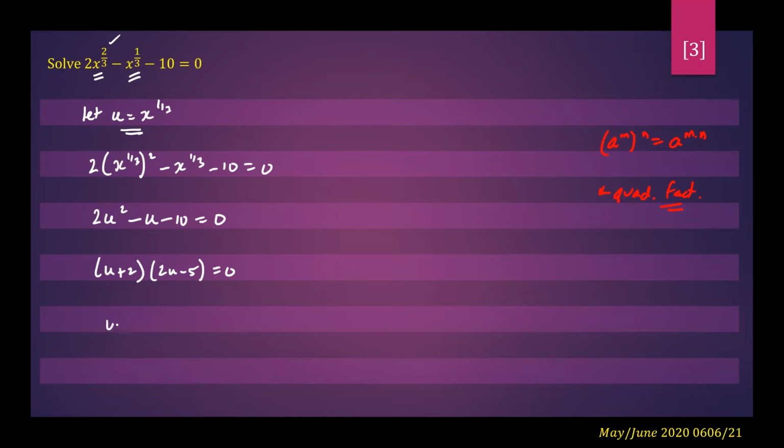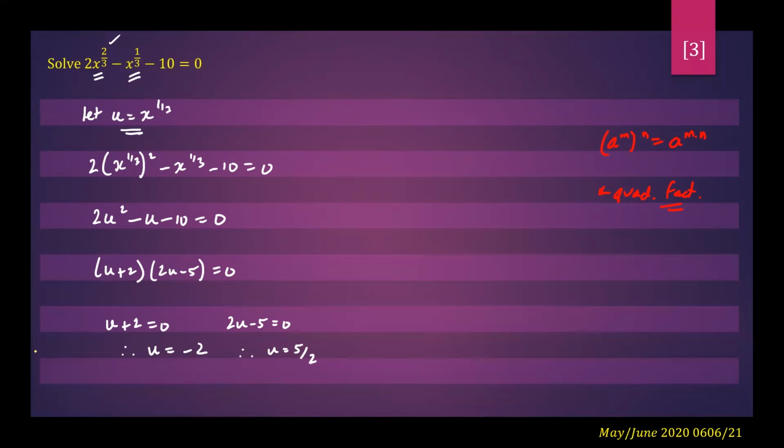From the first factor, u plus 2 must equal 0. Therefore, u would be equal to -2. And from our second factor, 2u minus 5 equals 0. Therefore, u would be equal to 5 on 2, or 2.5.